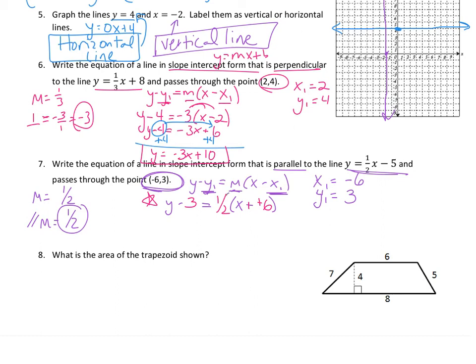So now we need to distribute the 1/2, so we get 1/2 x, half of 6 is 3, and then we need to move this 3 to the other side, so our -3 to the other side by adding 3. So we get y equals 1/2 x plus 6 as our parallel line.